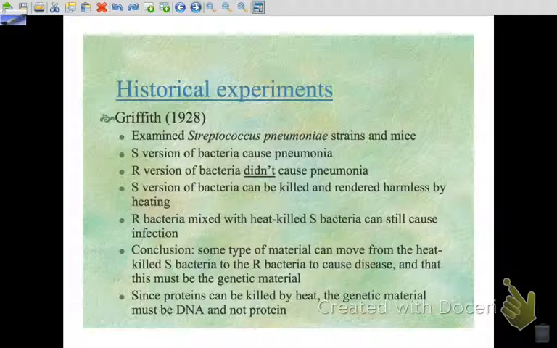At that point, he didn't know if it was proteins or DNA. We now know, based on other experiments and science, that proteins can be killed by heat, and so the genetic material must be DNA and not the proteins. But the only conclusion that he was able to make was that there was some type of genetic material that transferred and transformed in his experiments.